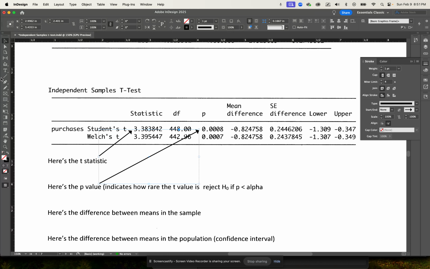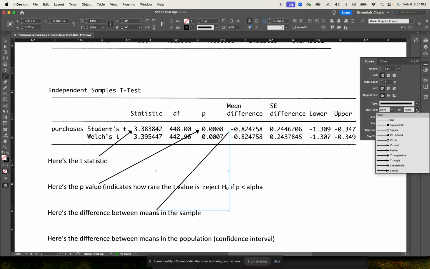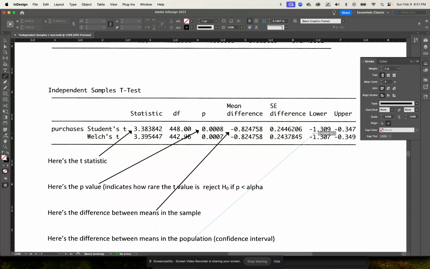Okay, let me finish creating my arrows here. The difference between means in the sample would be this, minus 0.82. And then the difference between the means in the population would be the confidence interval here.